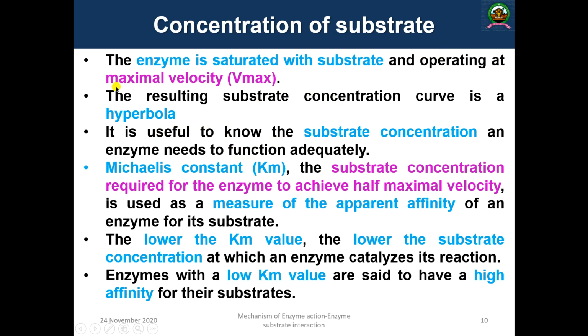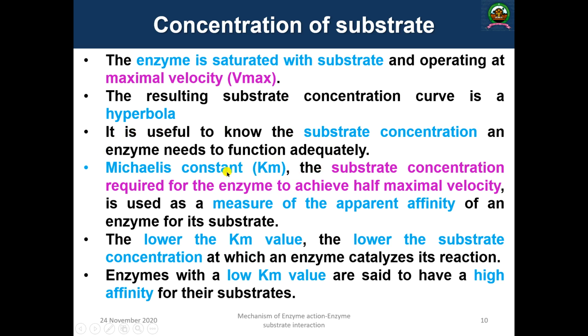And that is the maximum velocity. That maximum velocity is known as Vmax. With the resulting substrate concentration, you will get a hyperbola. We will see that it is useful to know the substrate concentration, since an enzymatic reaction needs to function very accurately. So the Michaelis-Menten equation clearly tells you what substrate concentration is required to operate an enzymatic reaction in a very ideal way.